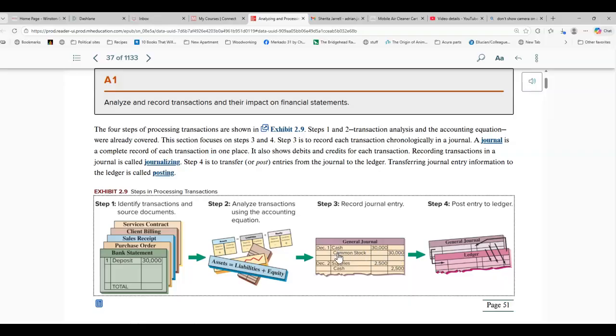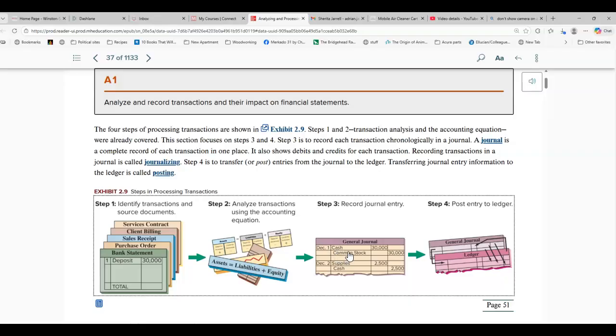Notice that the account is written in full. We don't abbreviate in the general journal, and anything that is going to have a credit entry is going to be indented a little bit. Now, I indented more than this. They didn't indent very much.